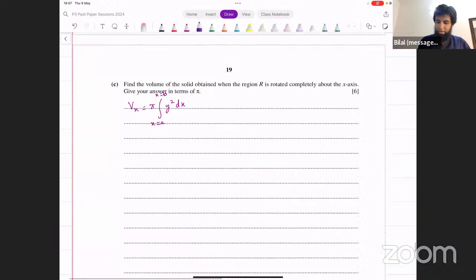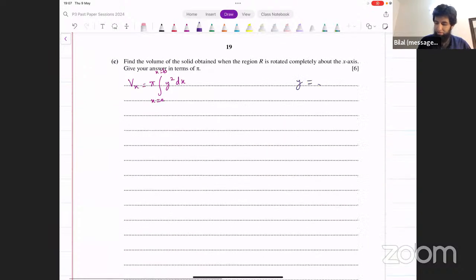Y equals under root x into cos of x. Put y equal to 0 to find the limits. 0 equals under root x into cos of x. That means either under root x equals 0 or cos of x equals 0. You get x equals 0, you already know that. Cos x equals 0.